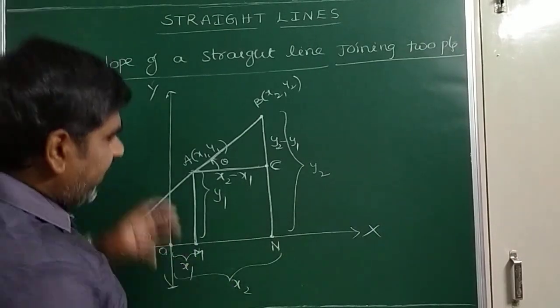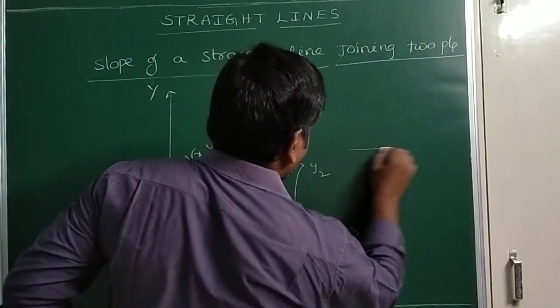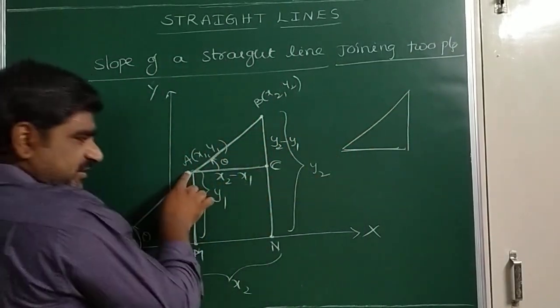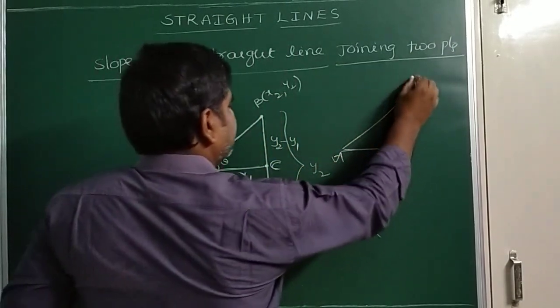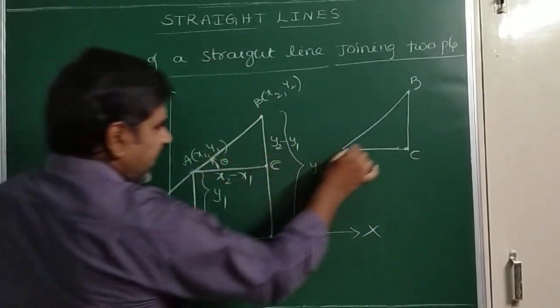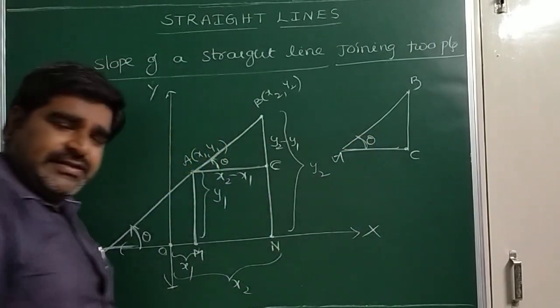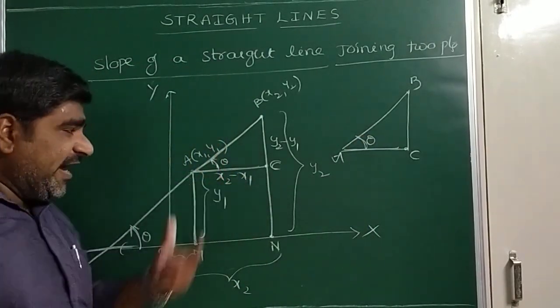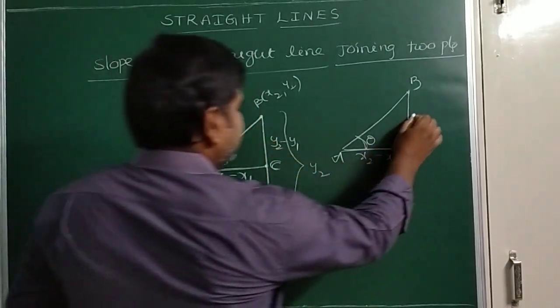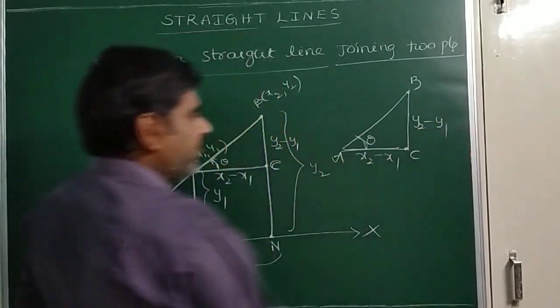For your convenience, I am going to separate this small right angle triangle from the diagram. This is A, this is B, and this is C. The angle at A is theta. Side AC is x2 minus x1, and side BC is y2 minus y1.